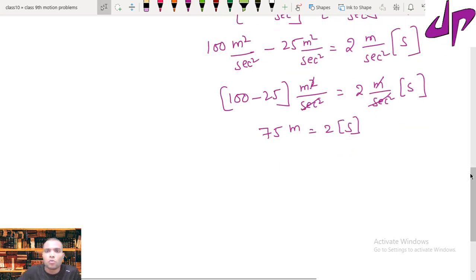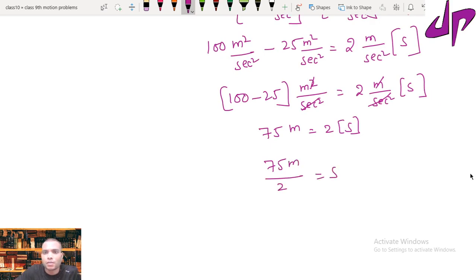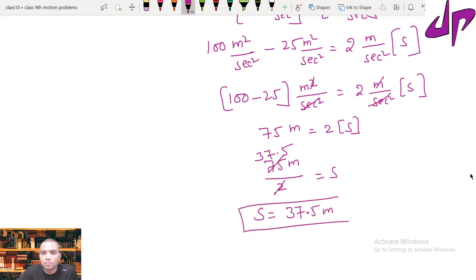Now 75 meter upon 2 equal to s. So 2 in 75: 3 2s are 6, 15 left, 7 2s are 14, and 1 left, it's a 5. So s equal to 37.5 meter. So that's the final answer.